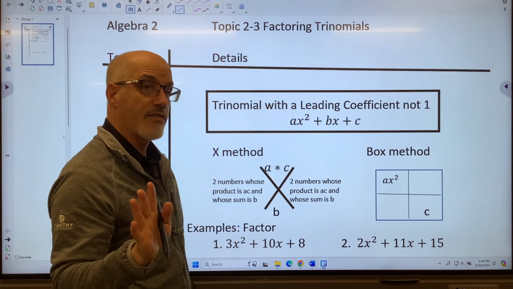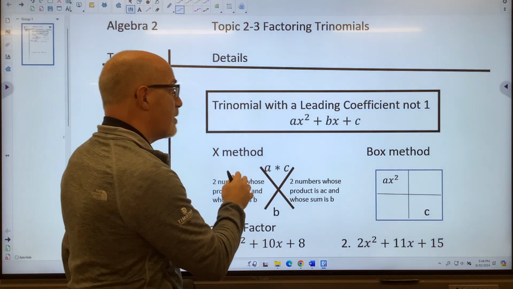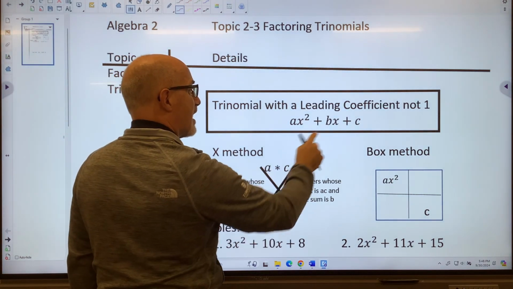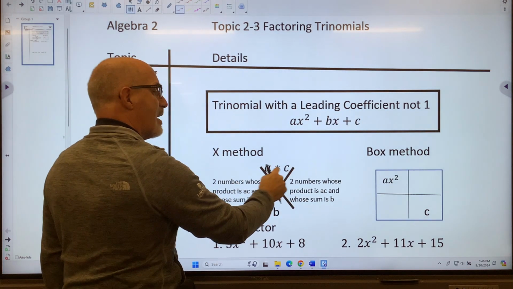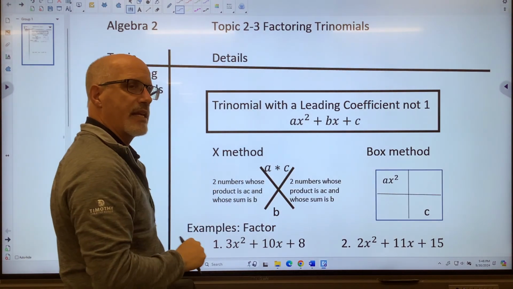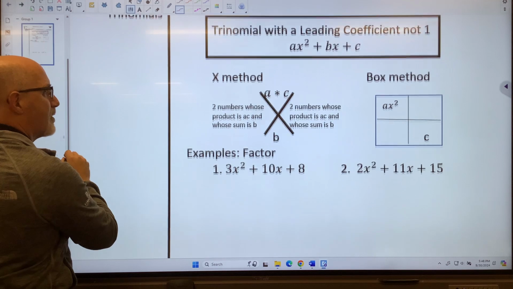Now that might sound familiar for how we did it with the leading coefficient of 1, but notice we're going to take and not just use the C for multiplying, but A times C. That's what the two numbers have to multiply together to equal. So let's take a look at what that looks like with a problem.